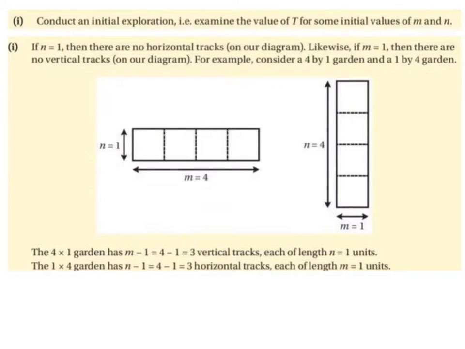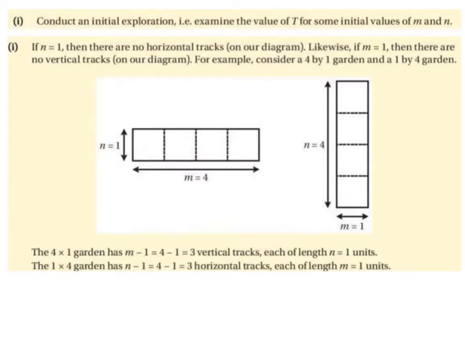If it was the other way around, if m was equal to 1, then there'd be no vertical tracks. So we would have this to be the perimeter of our garden. So if m was equal to 1, we would end up having 1, 2, 3, 4 units for n. So the 4 by 1 garden has m minus 1, which is equal to 4 minus 1, which gives us 3 vertical tracks, each of a length of n equals 1 unit. So the 3 vertical tracks can be seen here, 1, 2, 3.